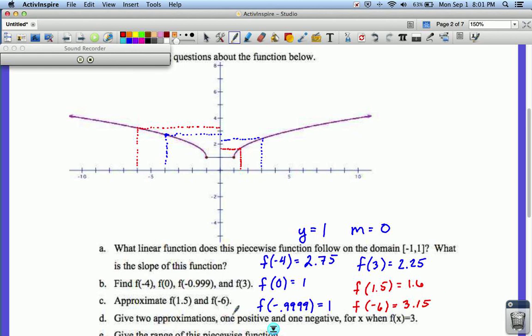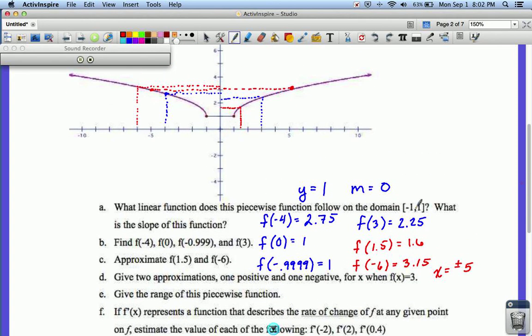Part D, give two approximations, one positive and one negative, for x when f of x equals 3. So when y has a value of 3, we get that, and this should be the same thing. If we're looking at this and we're given an approximation, my approximation would be plus or minus 5. And that's what we're looking for here, the symmetry between the two. If you tell me 5 and -5.2, then you don't quite understand the symmetry that you can see in this function.